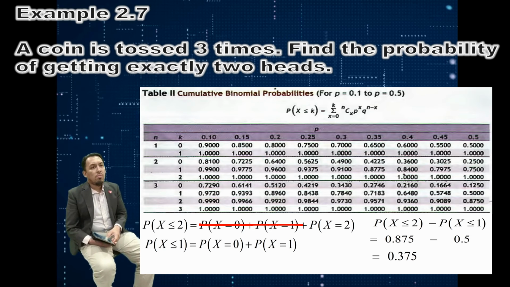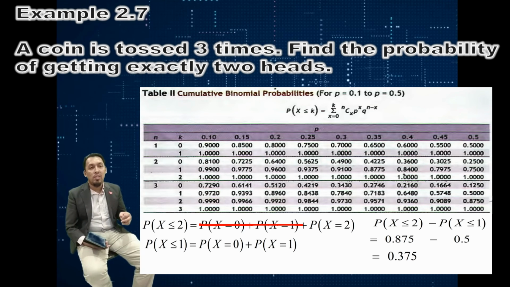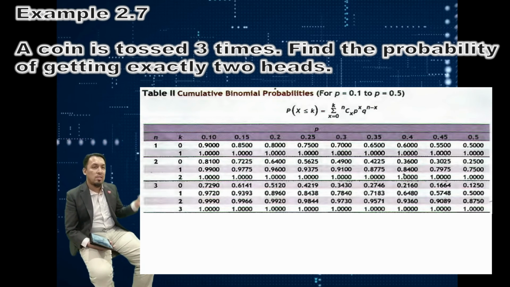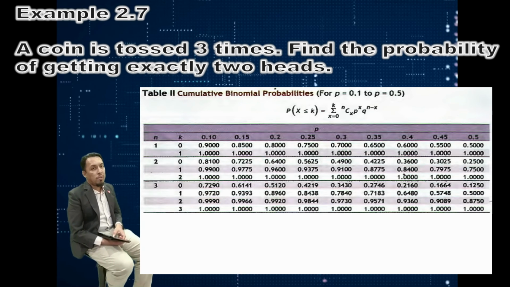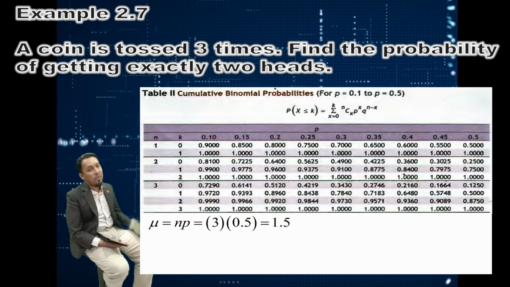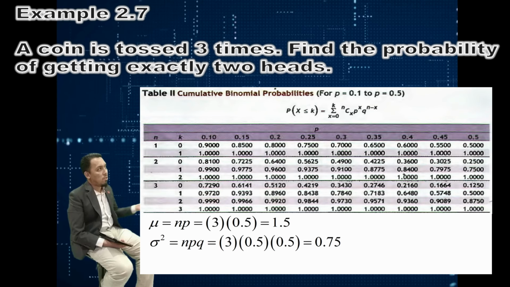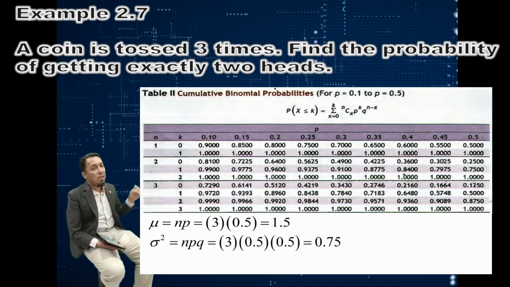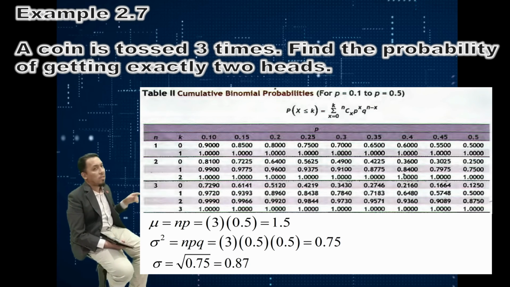Now let's look at the same example and try to find the measure of dispersion and measure of central tendency. How do we find the mean again? n times p, so 3 times 0.5, which is 1.5. The variance is npq, n times p times q, and you get 0.75. So the standard deviation is the square root of 0.75, which is 0.87.